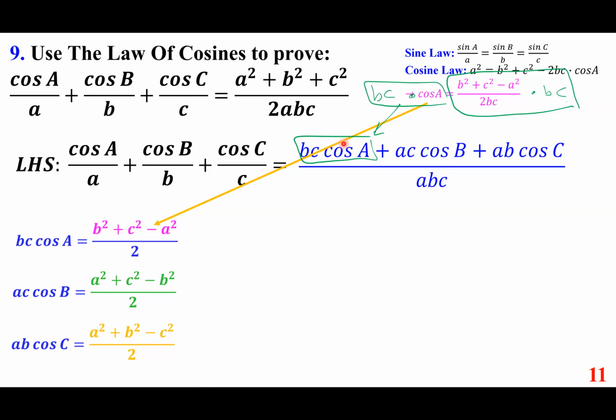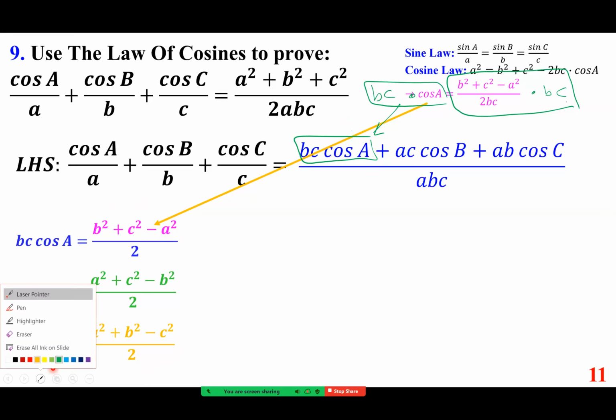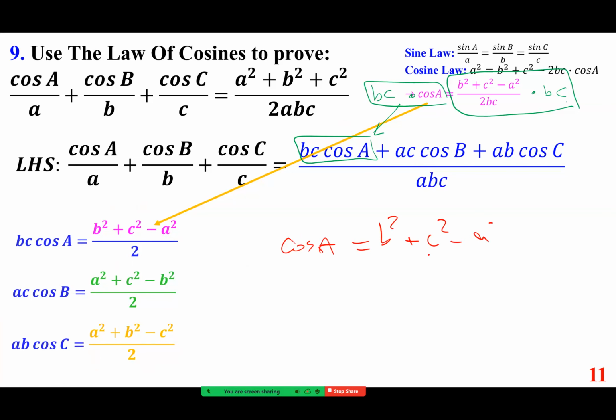So I can replace BC cosine A by this expression, right, everybody? I can replace AC cosine B by this expression and AB cosine C by this expression. Again, take a look at this one. Let me write it here. Cosine A is B squared plus C squared minus A squared over 2BC.